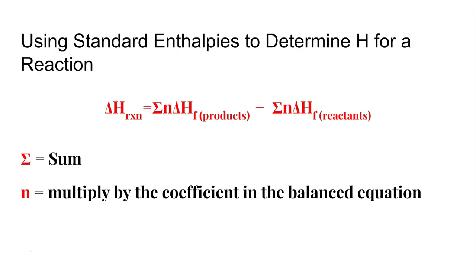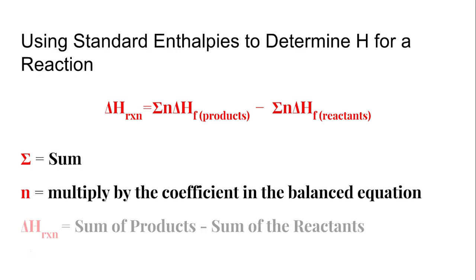N is multiplied by the coefficient in the balanced equation. So if I have a 2 as my coefficient, that means 2 moles of something. So I'm going to multiply it by the moles. And then finally, delta H of the reaction is the sum of the products minus the sum of the reactants. So I'm going to take you through a sample calculation of this and see how it goes.